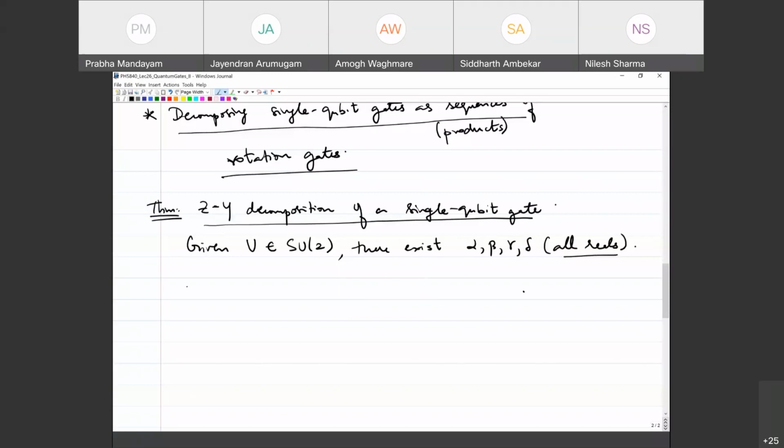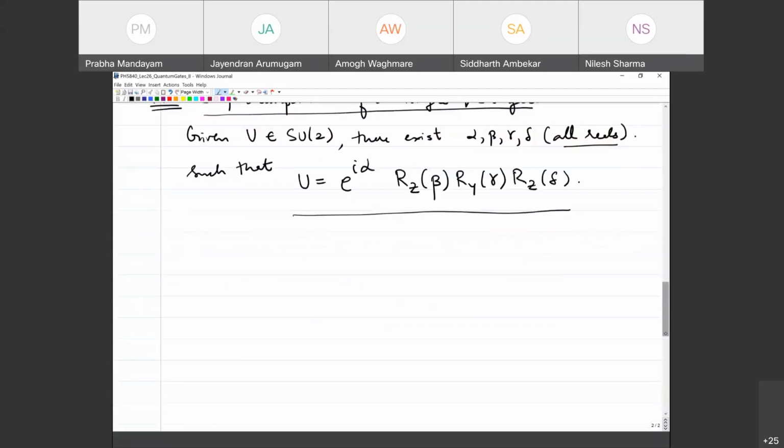Such that U can be described as this overall phase e to the i alpha times a rotation by beta about the Z times a rotation by gamma about the Y times a rotation by delta about the Z. Of course, when I write it like this, in a circuit representation, how will this appear? So how do I represent this as a circuit? So I want to say U is the same as some sequence of boxes. What is the first box?